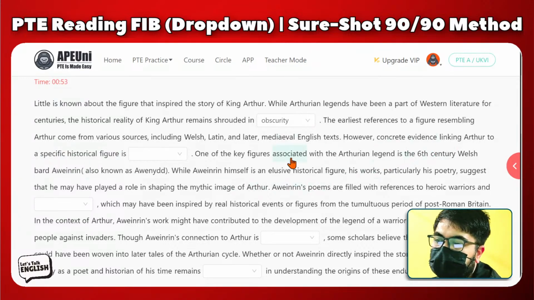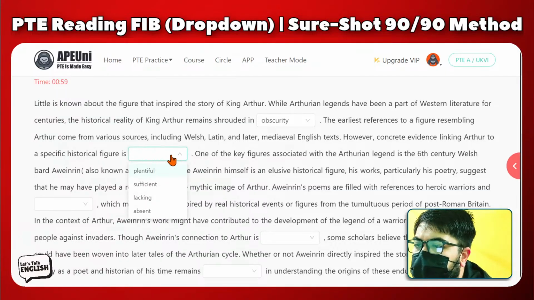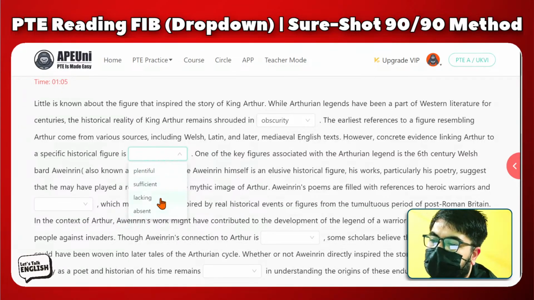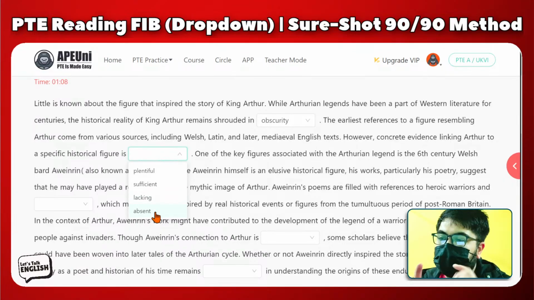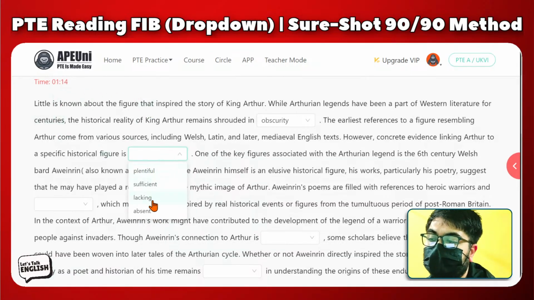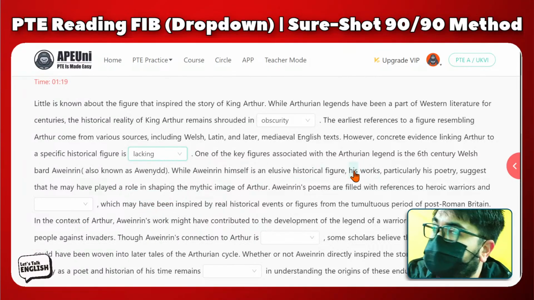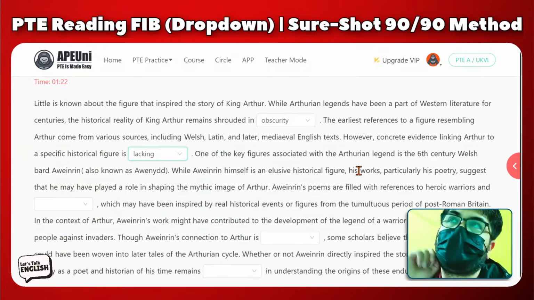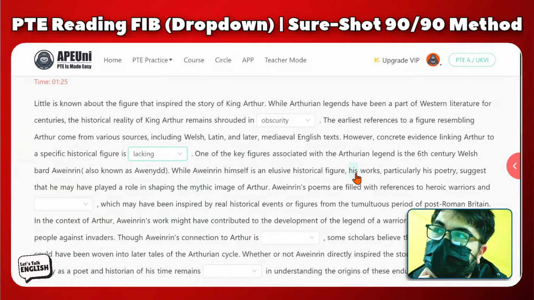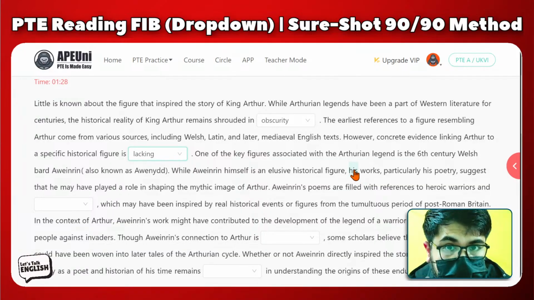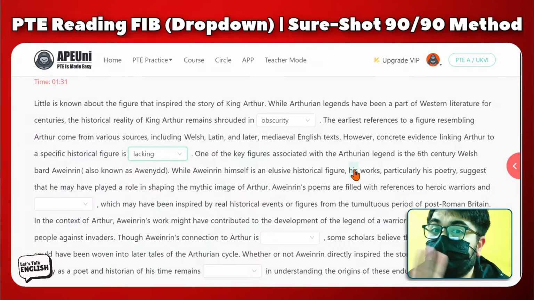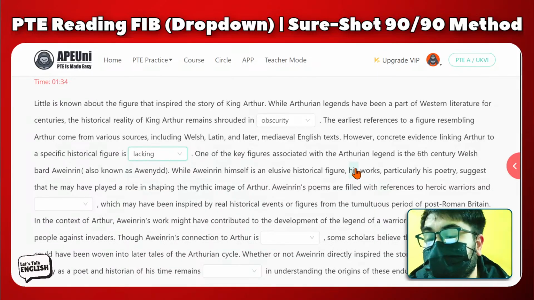However, concrete evidence linking Arthur to a specific historical figure is, if there is a lack of clarity, so it cannot be plentiful, it cannot be sufficient, it can be either lacking or absent. Absent basically is totally zero. I don't think so, because it says little is known. So for little, the answer would be lacking. We are going contextual. I think we are on the fifth question, right? Even if we've done four blanks per question, 20, we've only found one answer I could get based on grammar.